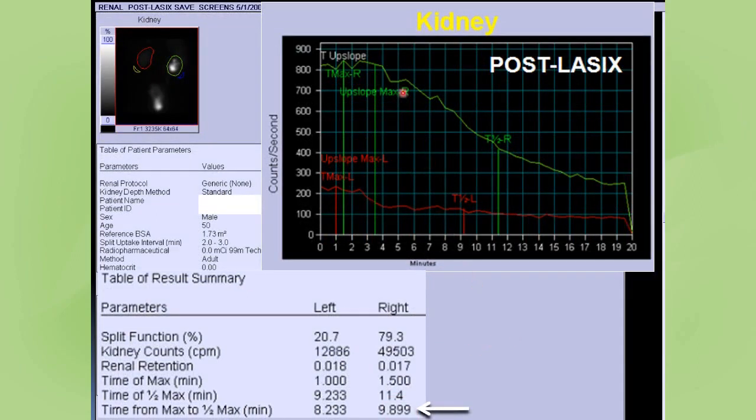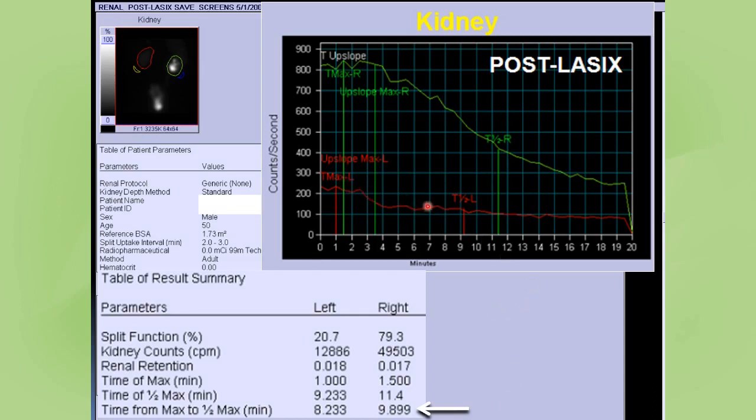Sure enough, though, post-Lasix, you see a nice rapid excretion of that right kidney. The T1/2 there is less than 10 minutes. Again, less than 10 to 15 minutes is normal, and that's great. And the thing I always have to emphasize with my residents is when you're looking at this, you only really care about the side that you were concerned about.